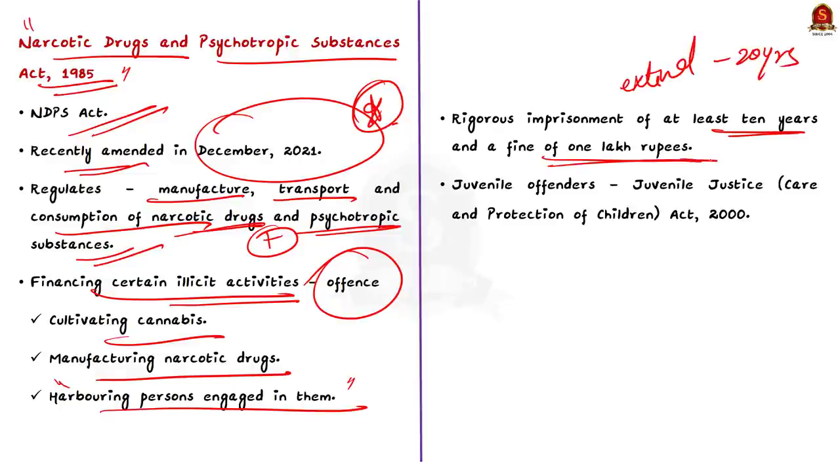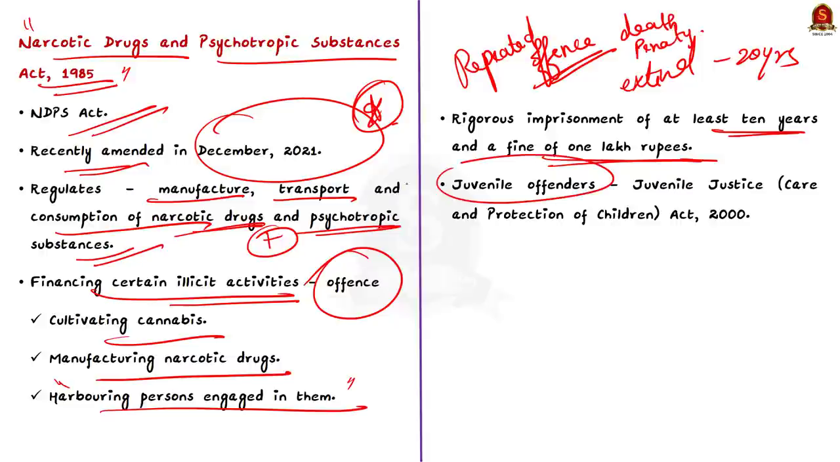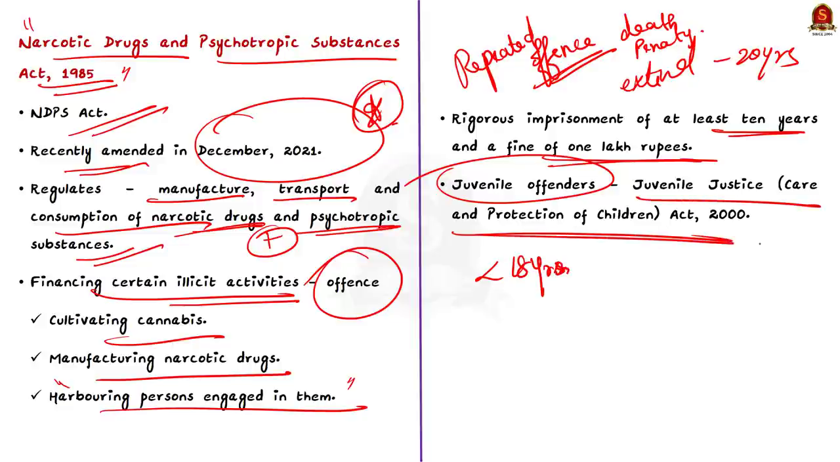See, this act provides stringent punishments. Sometimes repeated offences attract 1.5 times the penalty, and in a few cases even the death penalty is given. See, in case of juvenile offenders, that is persons below 18 years of age, it will be governed by the Juvenile Justice Care and Protection of Children Act 2000. Having seen the law that protects against drug addiction, now let us see some other factors which can help in the prevention of drug addiction.